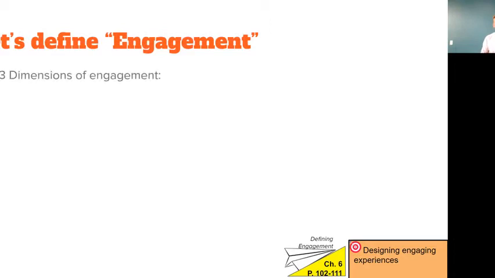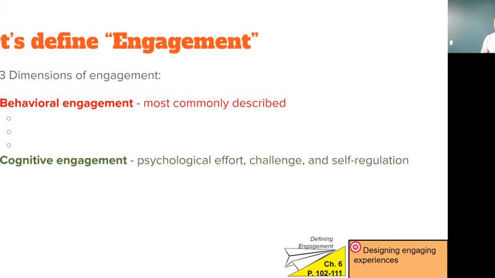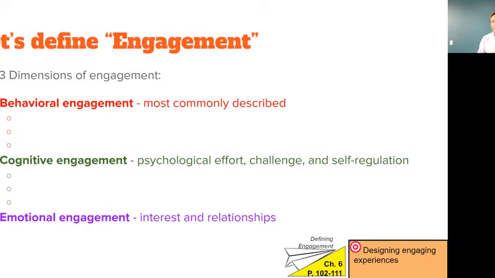Hattie, Fisher, and Fry in the Distance Learning Playbook help us to define engagement better by teasing it out to 3 different dimensions. Behavioral engagement is the one that we most commonly talk about. Cognitive engagement, which is psychological effort, challenge, and self-regulation. And emotional engagement, which really has to do with engagement based on interests and relationships.